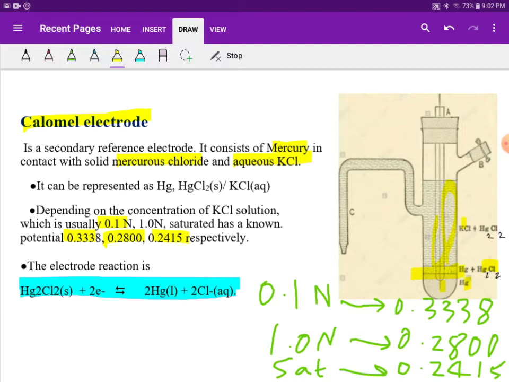Usually, a calomel electrode is a combination of mercurous chloride in contact with saturated aqueous KCl. That is the most commonly used calomel electrode. The electrode reaction involved in it is Hg2Cl2 solid plus 2 electrons, giving 2Hg liquid plus 2Cl- aqueous. That means the calomel electrode is an electrode that is reversible with respect to chloride ion. Okay, and we have a constant potential depending on the nature or concentration of KCl solution.